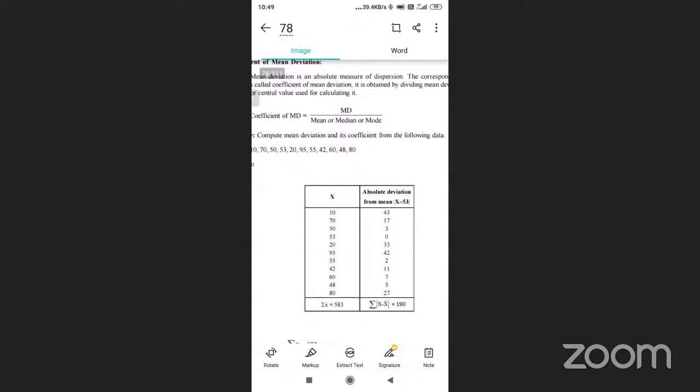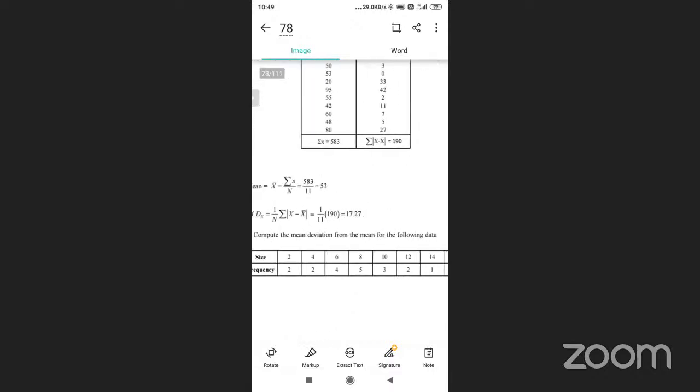Modulus 70 minus 53, that is 17. Like this you can calculate. So in this, first of all, you calculate the mean value, then take the absolute deviation from the mean.